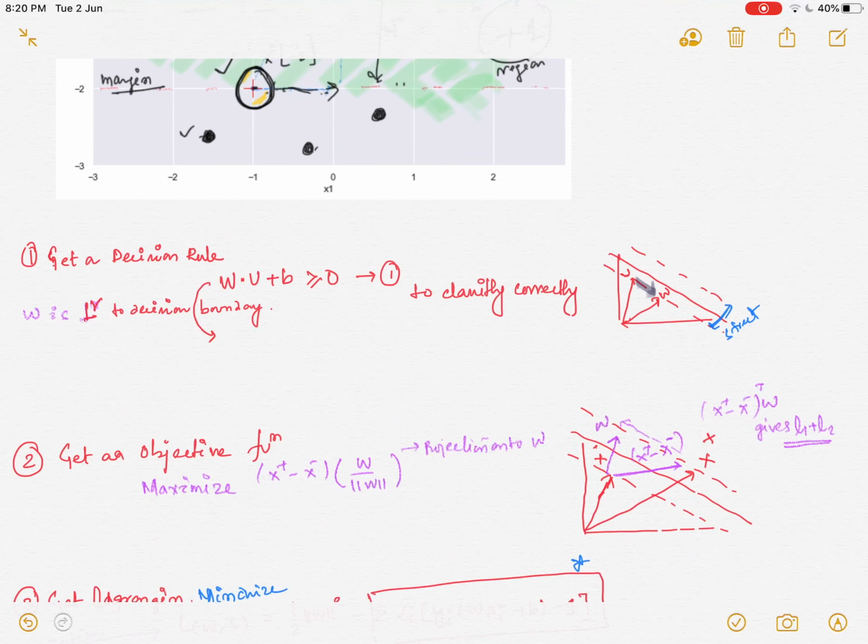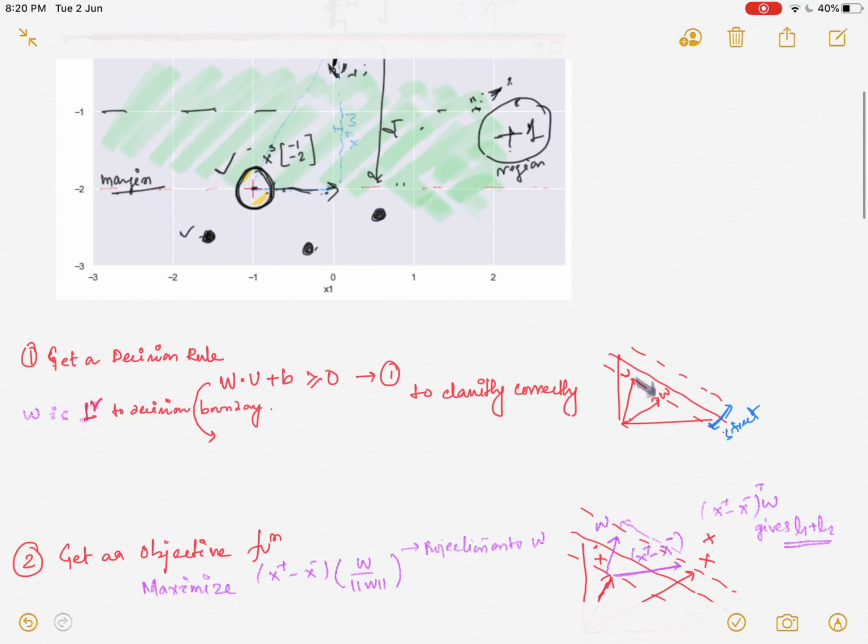Step 1 is to get a decision rule. Decision rule is pretty easy. We want to classify the points correctly. So in this case, if we have a unit vector, say w, and we have an unknown point u, the projection of u onto w, that is u dot w, dot product is the same as u transpose w, plus some bias should be correctly classified or greater than 0.